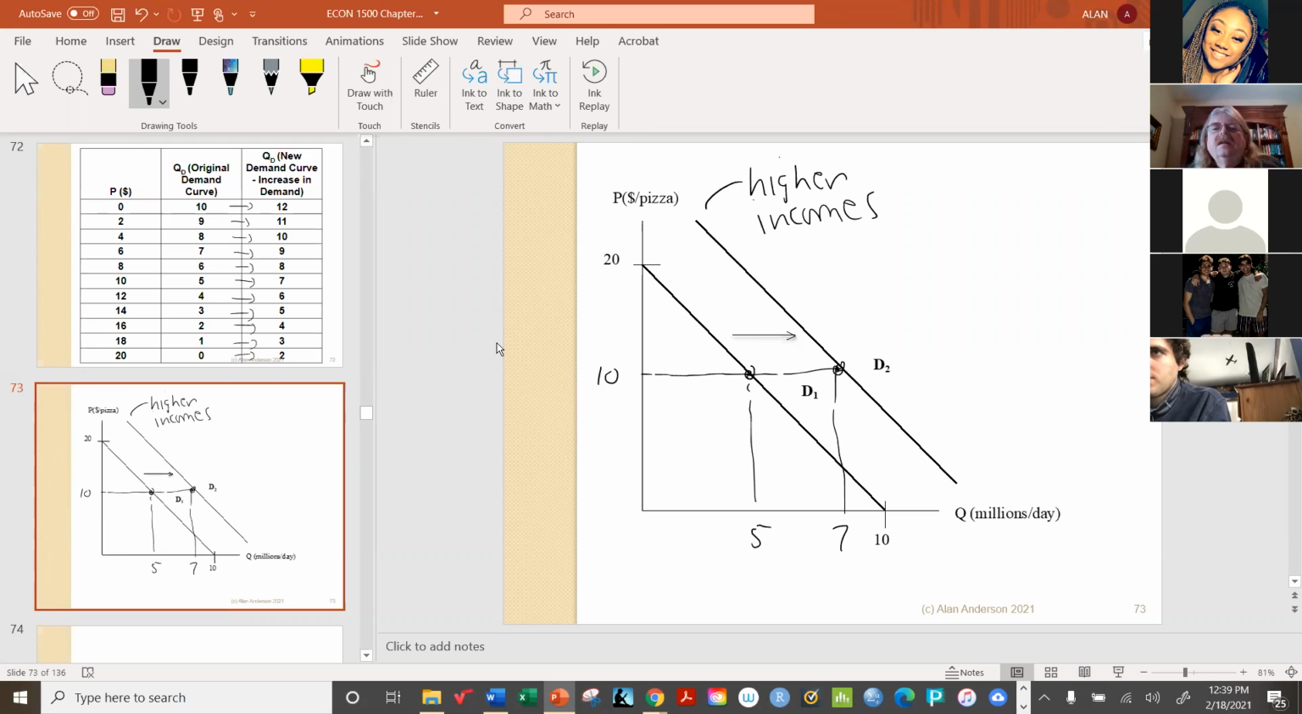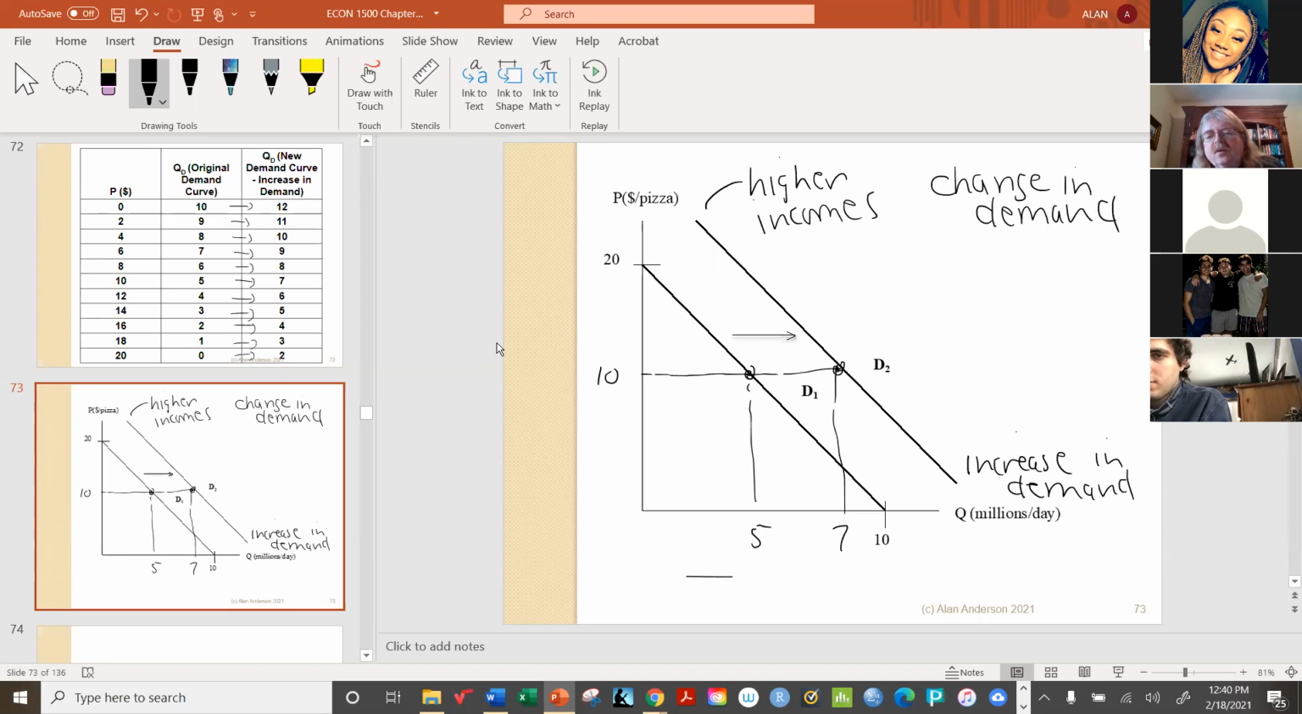And so the entire relationship has shifted. In other words, this is because our willingness to buy the pizza is different than it was with our lower incomes. And so because of that, the curve has to shift. And so this is an example of a change in demand. And specifically, this is an increase in demand because it can go both ways. And always keep in mind too that whenever there's an increase in demand, we're always going to shift to the right because we're moving further away from the origin.